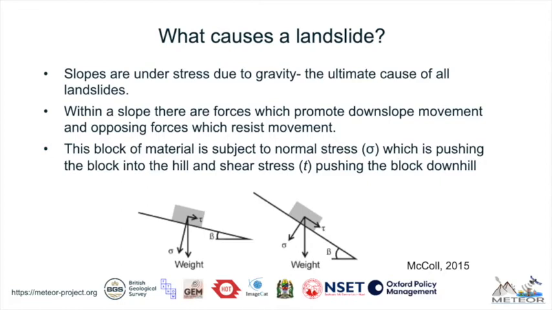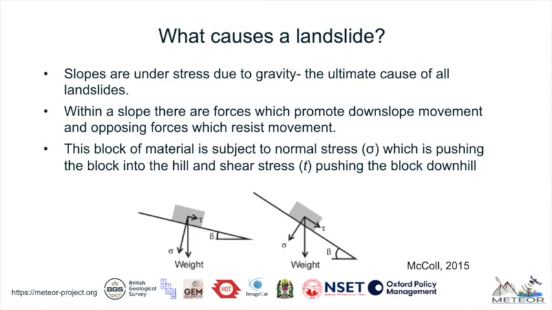Let's imagine a block of material, like in the diagram, resting on a slope, which gravity is acting on. Normal stress is pushing the block into the hillside and resisting movement downslope. Shear stress is acting to push the block down the hill. The greater the normal stress, the greater the frictional resistance. The greater the stress parallel to the slope, the greater the shear stress. In this example, the angle of the slope increases in the right-hand side of the diagram, thus increasing the shear stress. Once this overcomes the normal stress, movement occurs.